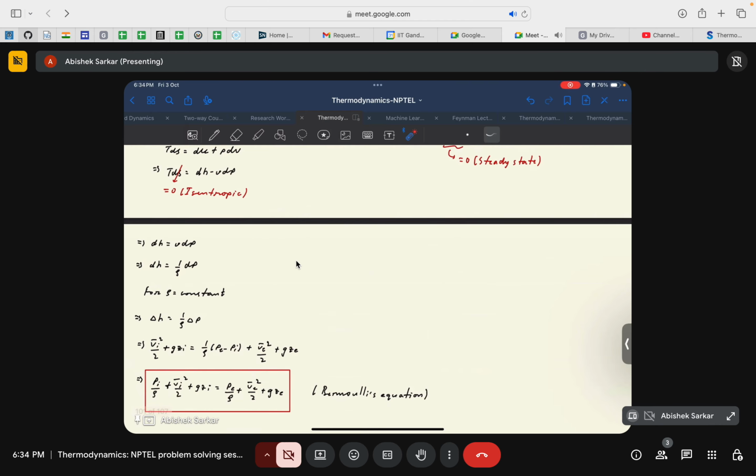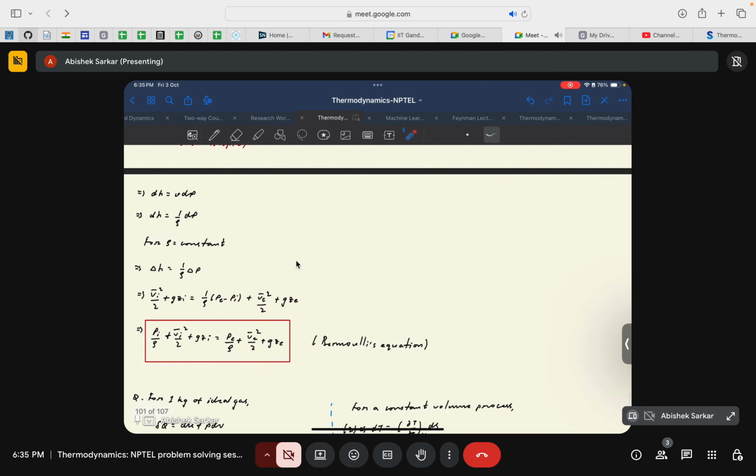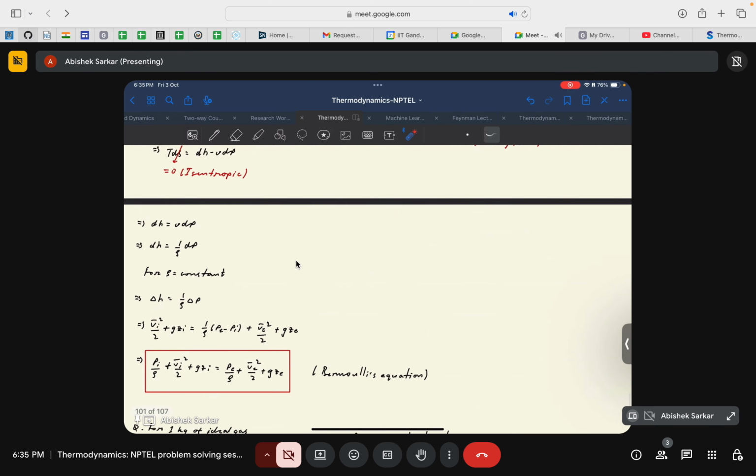Now if you substitute this expression in the above equation, you will get something like Vi square by 2 plus g zi equal to 1 by rho times (Pe minus Pi) plus Ve square by 2 plus g ze. Now if you rearrange these equations, you will get Pi by rho plus Vi square by 2 plus g zi equal to Pe by rho plus Ve square by 2 plus g ze. And it is one of the very popular equations in fluid mechanics, known as Bernoulli's equation.